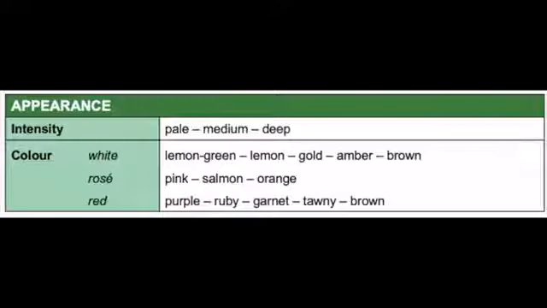Okay, so let's take a look at Pinot Grigio. We're going to use the systematic approach to tasting to assess and evaluate Pinot Grigio for its component parts. The first thing that we look at will be the appearance. Okay, the clarity, the intensity, the colour, and then any other observations as necessary.